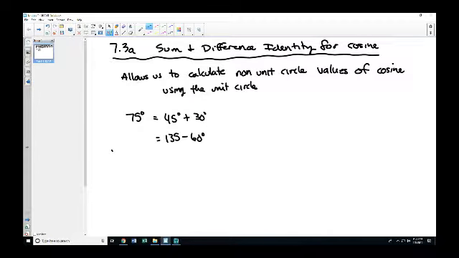So you get a non-unit circle value. Split it into the non-unit circle angle and make it two unit circle angles, or form it with, I should say. Okay, so it's not always going to be 75 degrees. It might be 155 degrees. But the question is, can you use two unit circle values to make that number?